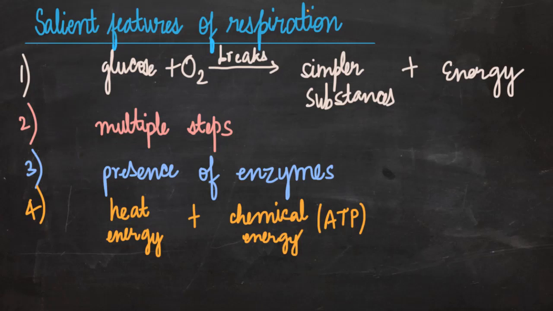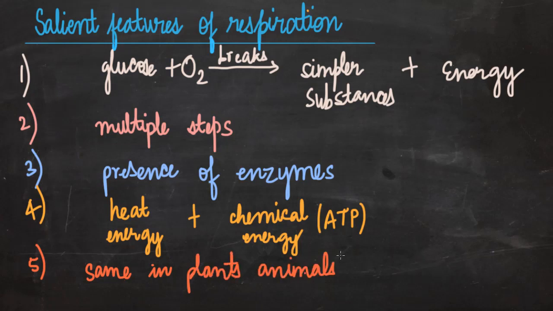And now let's move on to the fifth feature of respiration. The basic steps in respiration are the same in plants and animals. We are mostly talking about respiration that takes place in the presence of oxygen. That kind of respiration is the same in plants as well as in animals. We learned what respiration is, the need for respiration, the raw materials required in respiration, and some of the very important features of respiration.